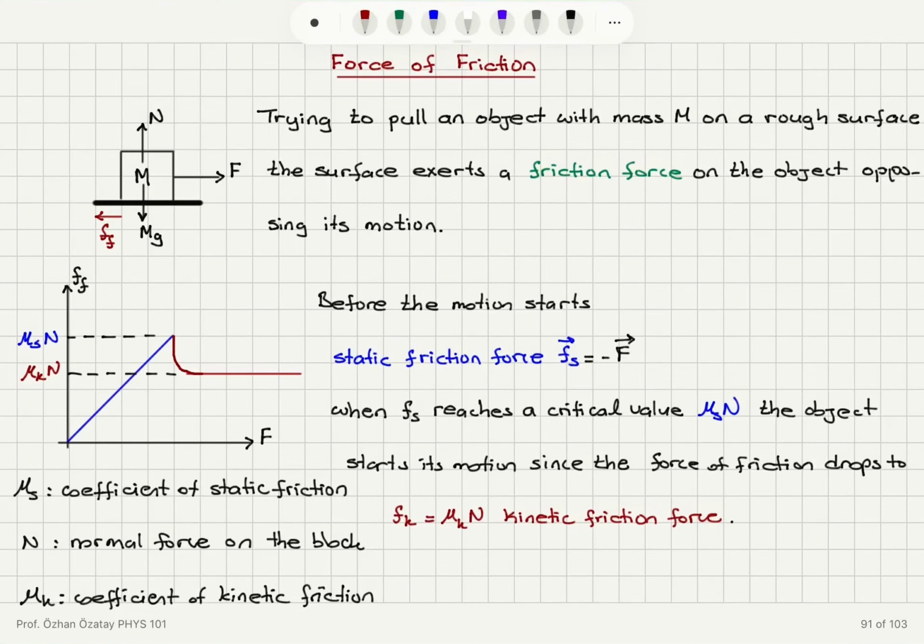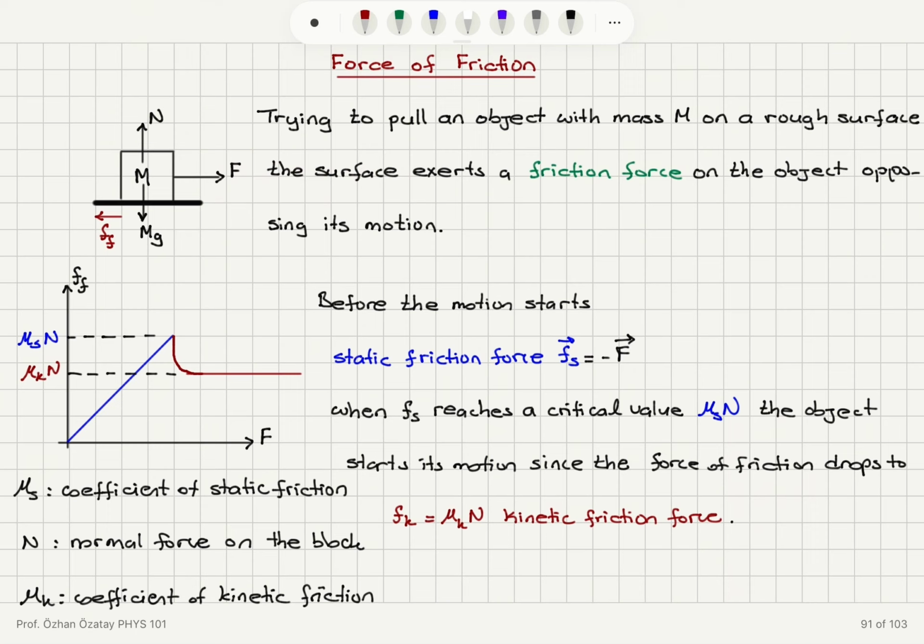Now we will talk about force of friction. Imagine that we have this block sitting on this horizontal surface. So the block is under the influence of its gravitational force, mg, pointing down, the normal force from the surface pointing up. There is a force F that's trying to pull it to the right, and we see that there's going to be a force of friction which is opposing the motion of this object with mass m.